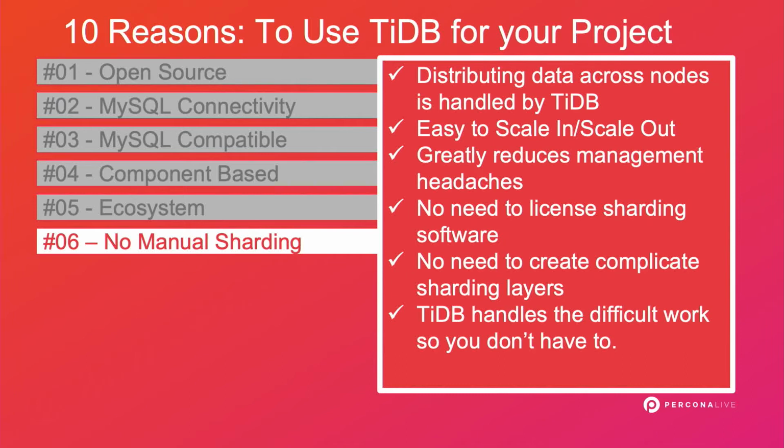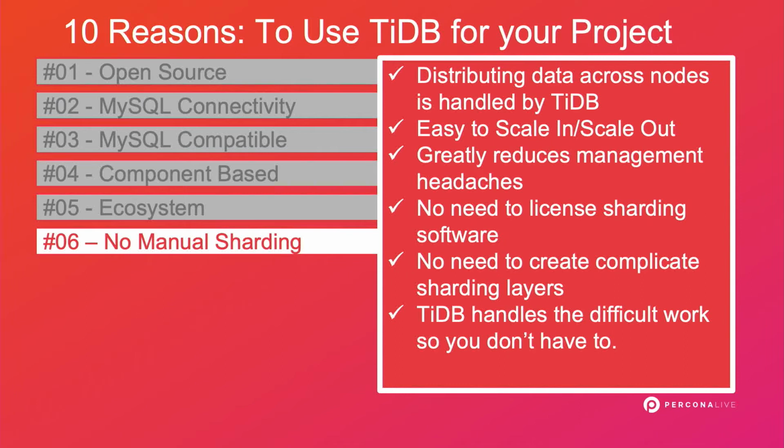So I think Colby covered all these things when we were talking. Easy to scale in, easy to scale out, greatly reduces management headaches, no need to license sharding software, no need to create complicated sharding layers, and TiDB handles the difficult work so that you don't have to. And we've seen that the difficult work not only is sharding, but how it balances the data across TiKV nodes so that it's efficient to query. Any questions?